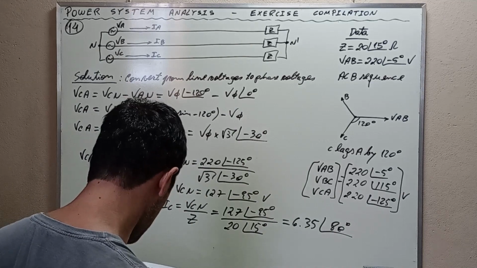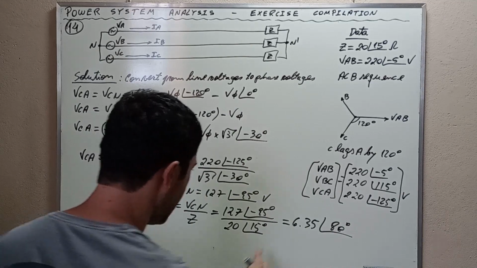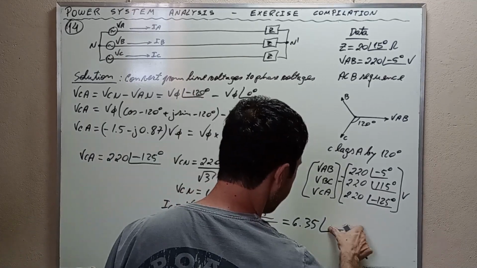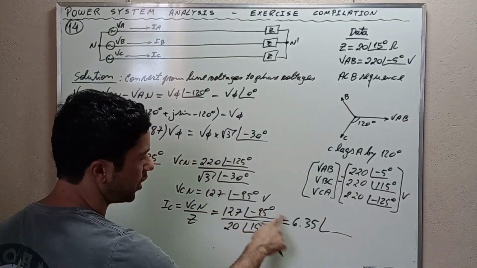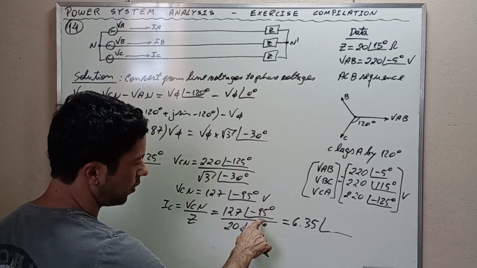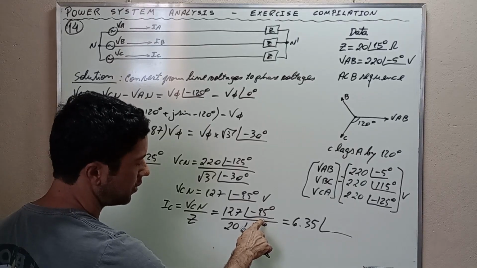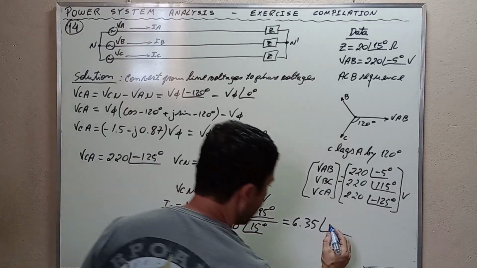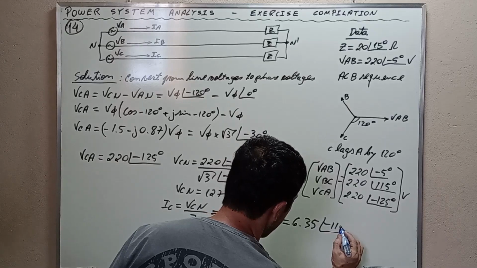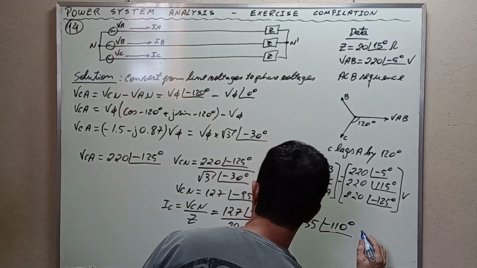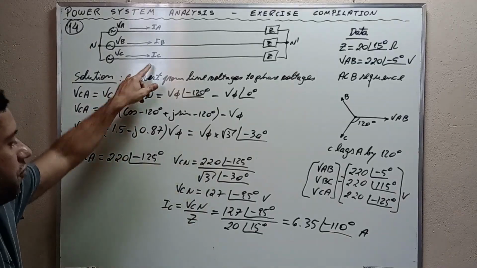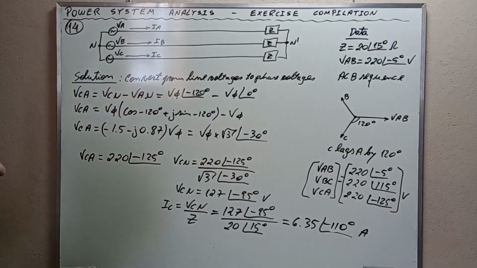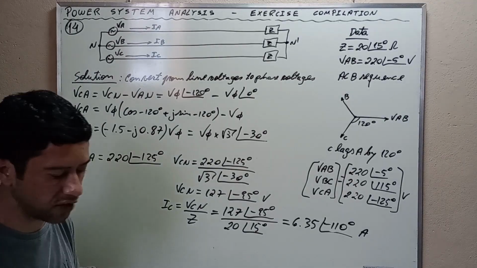No, negative 95, this is positive, I put negative, and it is negative 110 degrees. Okay, my friends, this is the value of the current in phase C, and this is all the exercise wanted us to calculate. Let's go to the last exercise, my friends.